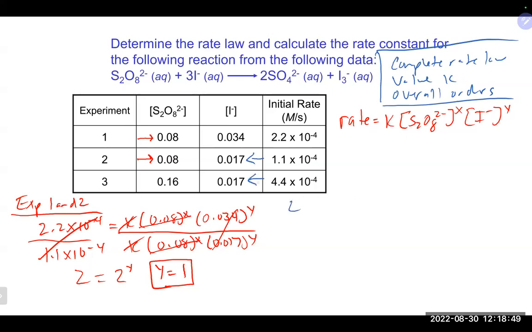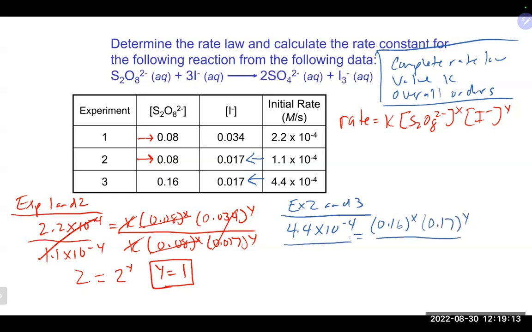So looking at experiment 2 and 3, in this case, I'm going to put experiment 3's information up on top since it has the larger rate. So 4.4 times 10 to the minus 4 is equal to our K, 0.16 to the X, 0.17 to the Y. Now I'm going to put everything from 2 there, 1.1 times 10 to the minus 4, our K, 0.08 to the X, and 0.17 to the Y.